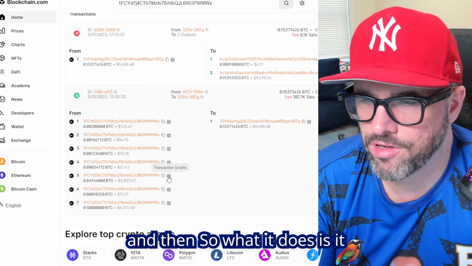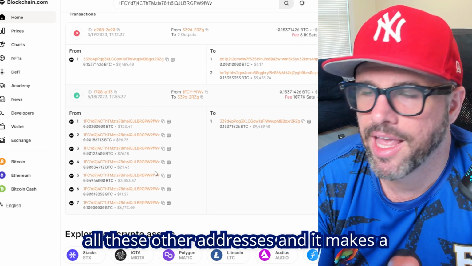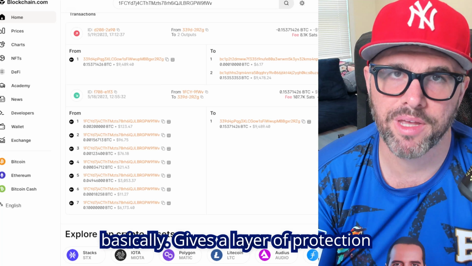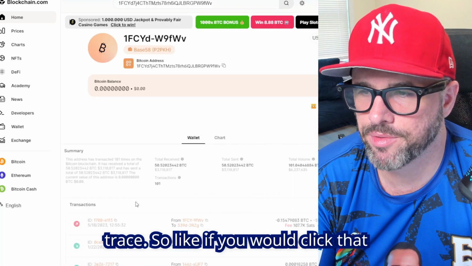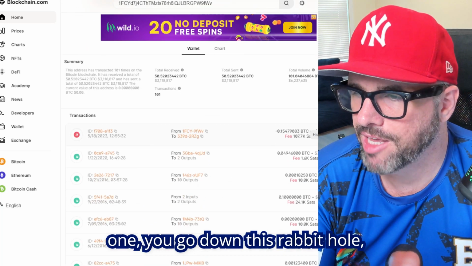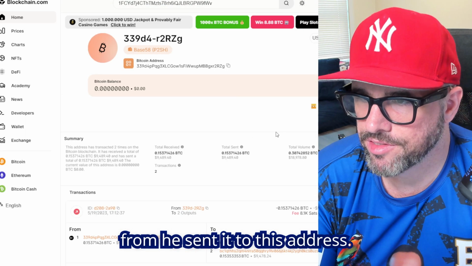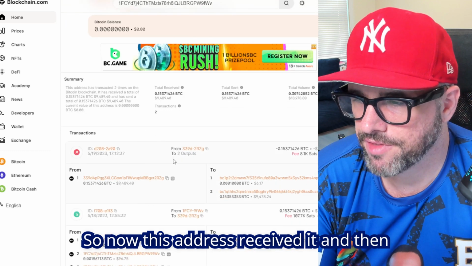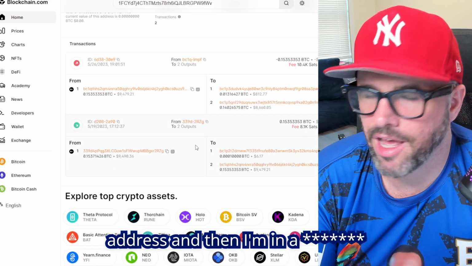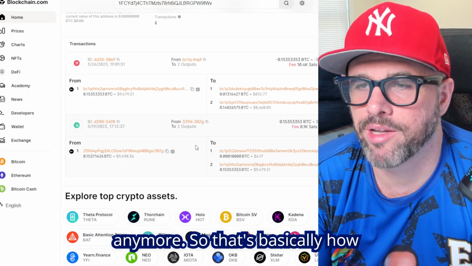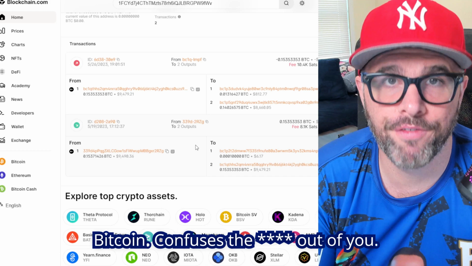And then what it does is it combines it. It basically puts it into all these other addresses and it makes a new address when it does that. So it just basically gives a layer of protection and it makes it a little bit harder to trace. So if you would click that one, you go down this rabbit hole, you try to show more inputs, and then he sent it to this address. So now this address received it, and then this address sent it to this address, and then I'm in a rabbit hole and I don't know what's what anymore. So that's basically how obfuscation works in the simplest form in Bitcoin. Confuses the hell out of you.